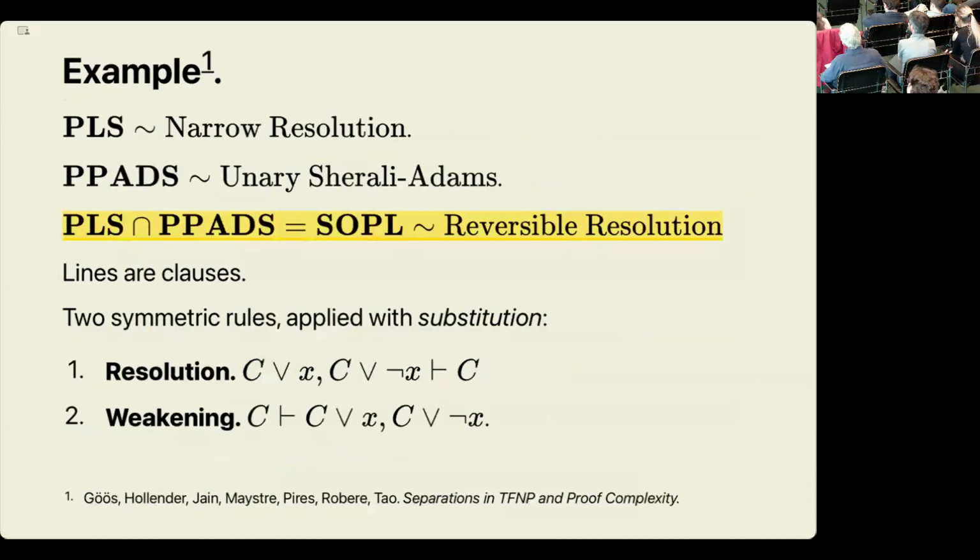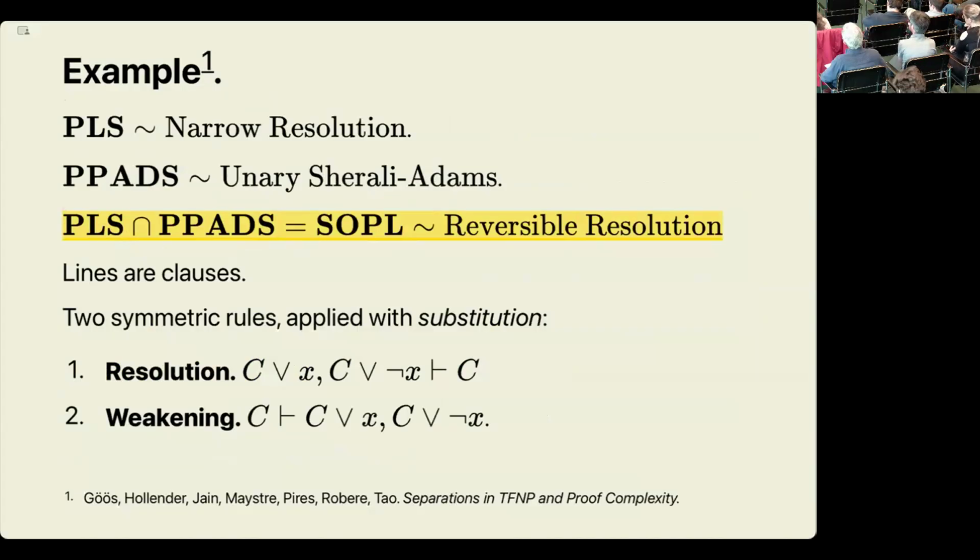And it turns out that you can do this actually, which was to me quite a surprise. So if you just take PLS and PPADS, which I think is one of the most natural examples. PLS corresponds to narrow resolution and PPADS corresponds to unary Shirley atoms. And it turns out that their intersection corresponds to a proof system that I'll call reversible resolution. Okay, and this is very closely related to max-sat resolution for people who are familiar with this.